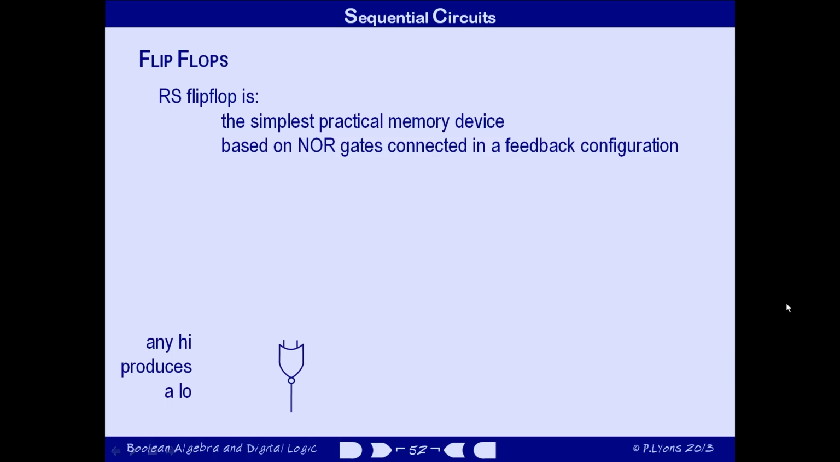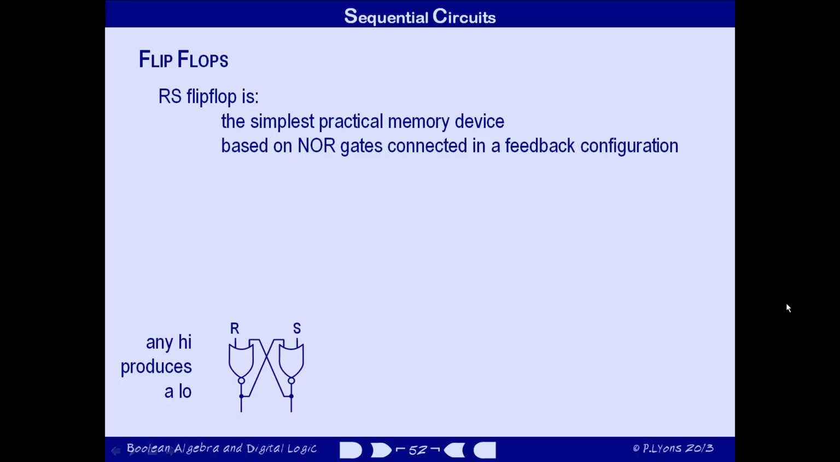Now, we know how the individual gates behave, so let's have a look at the complete circuit. It involves a feedback path. The output signal from the first NOR gate is fed back as an input to the second NOR gate, and the output signal from the second NOR gate is fed back as an input to the first NOR gate.